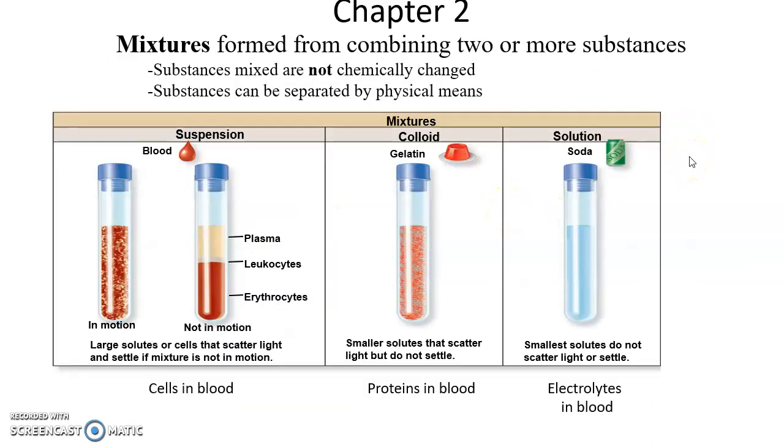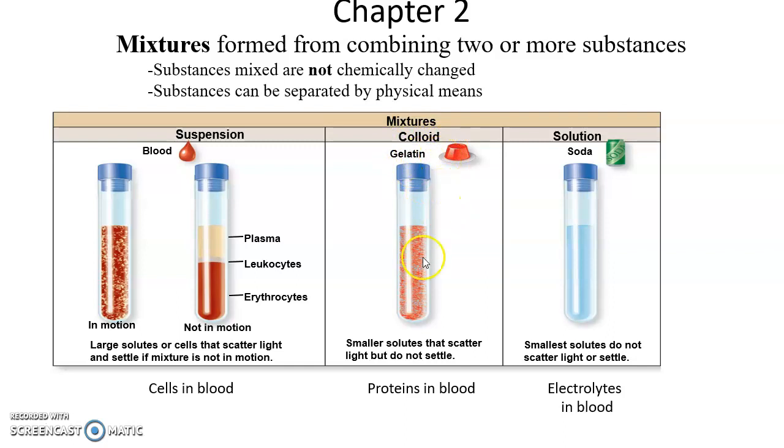Mixtures. Mixtures are when you mix two or more substances together. A mixture does not necessarily mean you have a solution. A solution is a subcategory of mixtures. Mixtures can be suspensions. Suspensions mean you have something big mixed with fluids, and those big things can easily settle out. So you take blood, you spin it in a centrifuge, and the cells of the blood will easily separate out because they're very large and they're just suspended there.